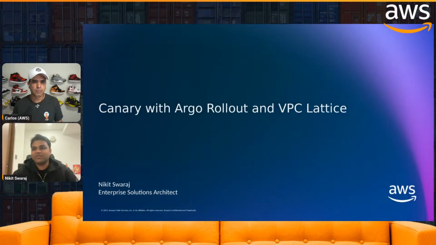Yeah, that's right. So today's demo is about how we can do Canary with Argo Rollouts and VPC Lattice. The idea is most of our customers, and even after the end of life of App Mesh, we are telling customers to use VPC Lattice for the simplification of application layer networking for service-to-service communication. That's where VPC Lattice comes into the picture, and VPC Lattice also provides weight-based routing. To automate that, we are going to use Argo Rollouts.